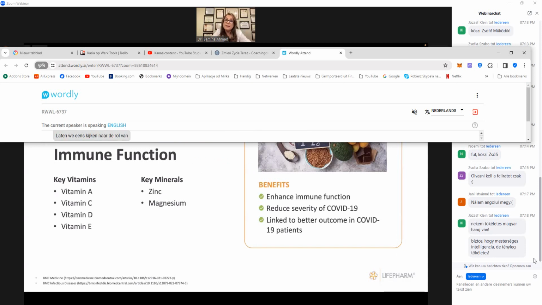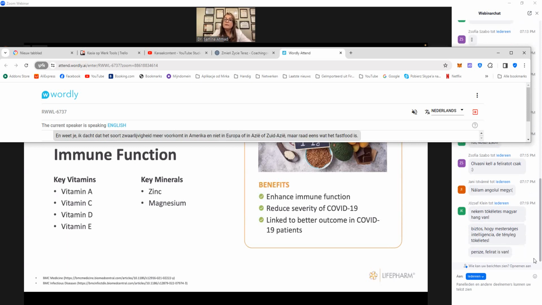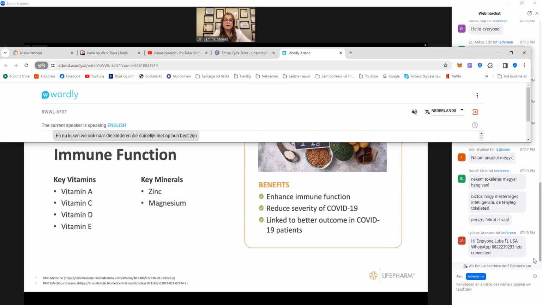So I said obesity is becoming a pandemic. It will become a pandemic, I'm very sure of that. Right now, it's an epidemic. But what do we see? Every third person in the US is obese. And I was thinking that obesity exists more so in America and not in Europe or in Asia or South Asia. But guess what? The fast food industry has penetrated deeply into all those geographical areas. And now we are looking at those children also who are obviously not in their best nutritional status.